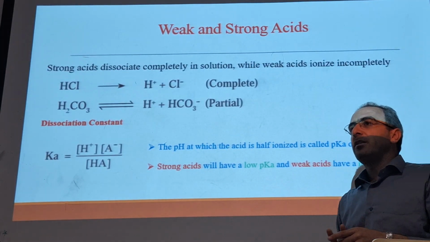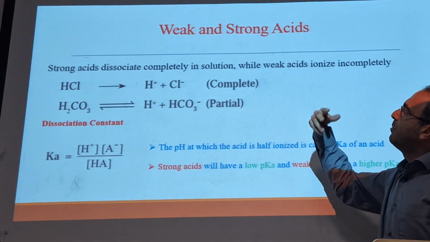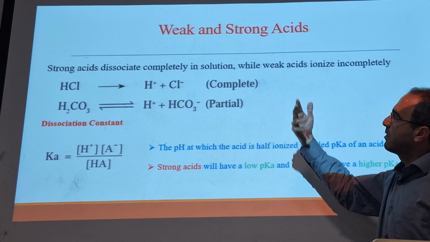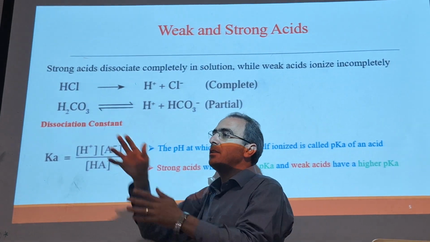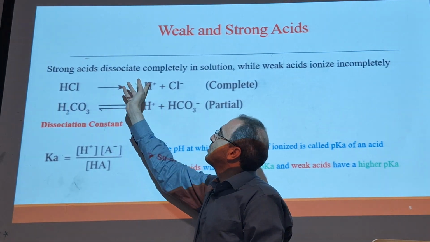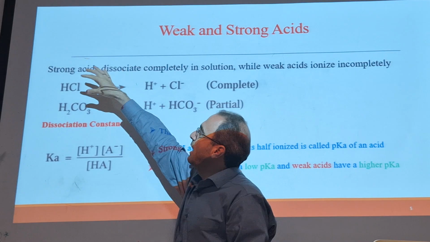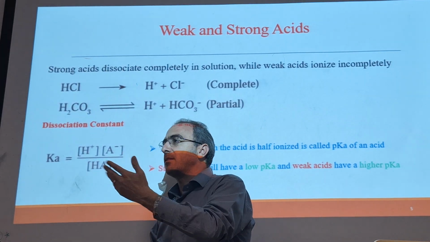We have two terms, weak and strong, for acid and base. Those acids or bases known as strong completely dissociate, okay? They separate into H plus and Cl negative. So we call hydrochloric acid a strong acid.